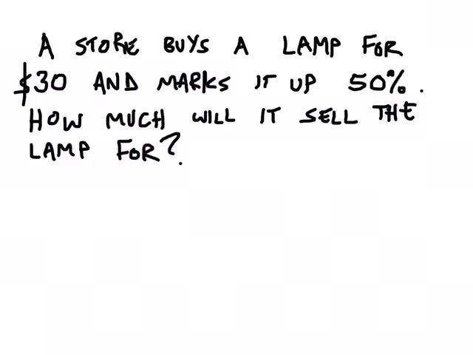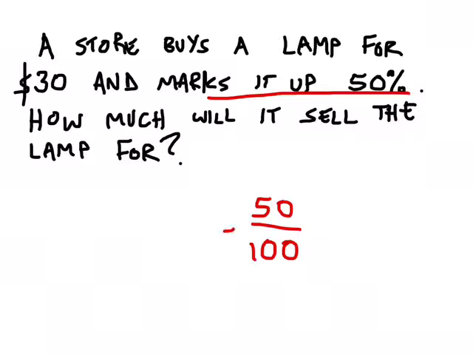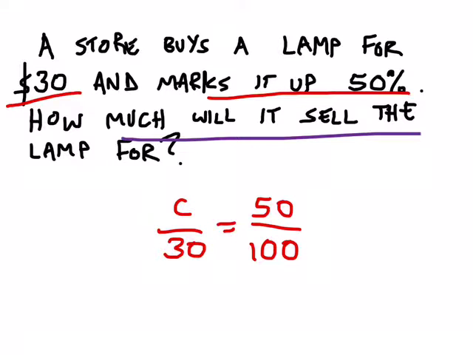Keeping in mind our percent change formula, the first thing that we should see is that the markup is 50%. That's a percent increase, a percent change. So 50% increase over 100, this should look pretty familiar, is going to equal the change over our original price. Well, in this case, the original price is $30. And what's not known is the change. Remember, in a percent change formula, we're always dealing with change. So you're going to notice that the question here says, how much will it sell the lamp for? But we're actually not finding that out right away. We're finding out how much it's going to change the price by.